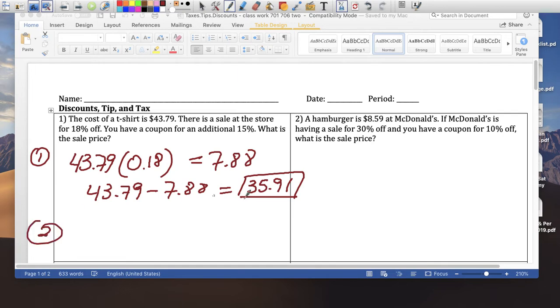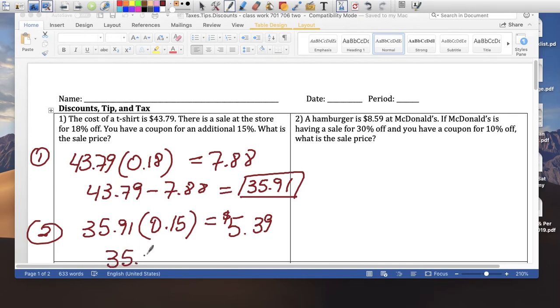Your second discount, so your new price, so far your t-shirt has been lowered to 35.91. And you're going to find out what 15% is, because that's how much they're going to take off. So 35.91 times 0.15 is going to give us, rounded, $5.39. So that's your 15% discount, which we're going to subtract, right? So 35.91 minus 5.39, and finally our price is going to be $30.52.